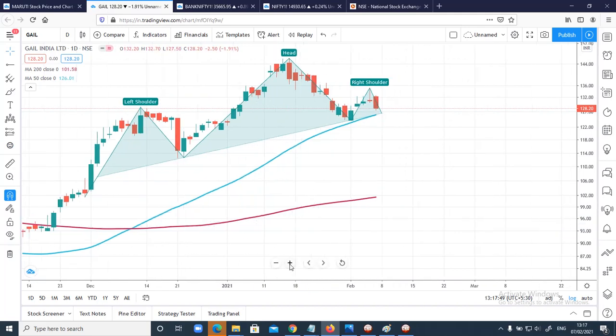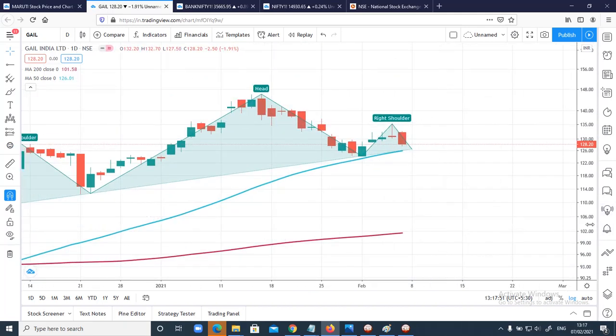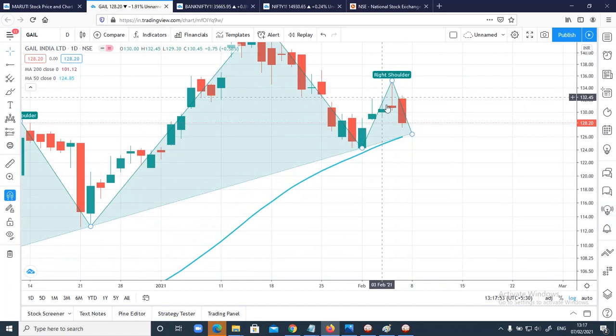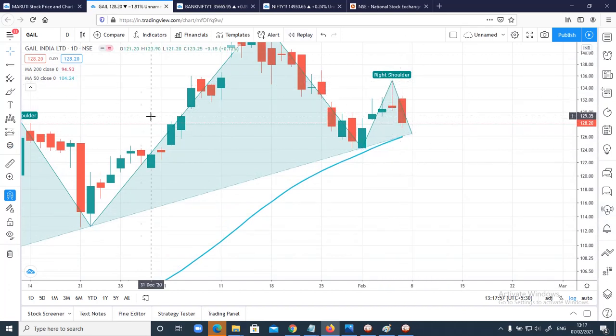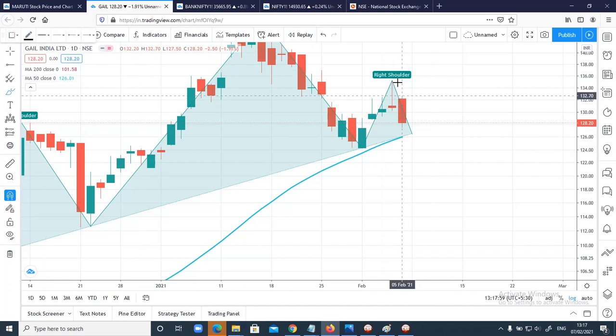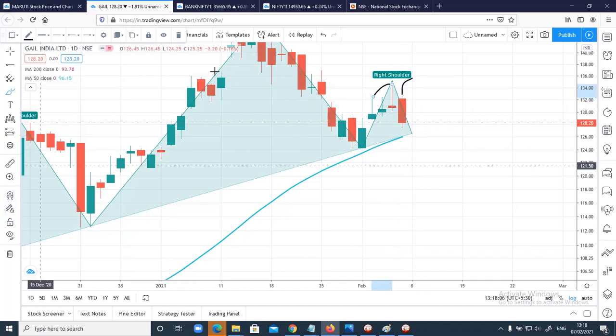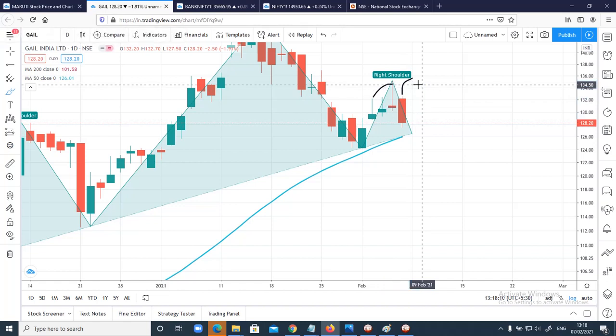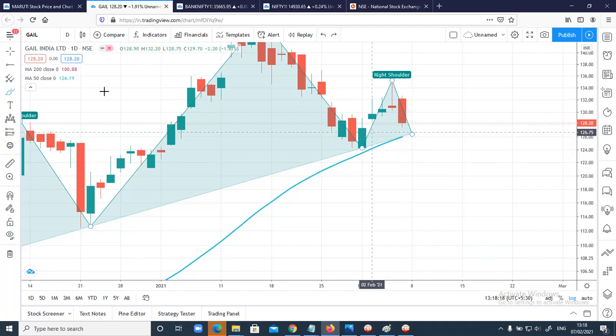If you see, it had formed something like a shooting star and then an engulfing. First it had formed a shooting star here in this candle, and then these two candles together formed something like an engulfing. So for day traders, there are good chances to go short for a small target of around 3 rupees, I suppose. Let me draw that.